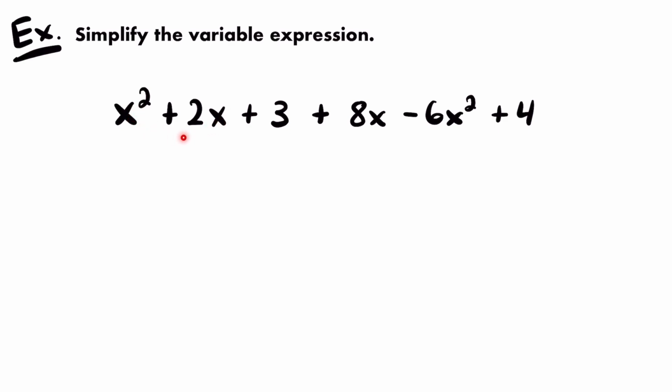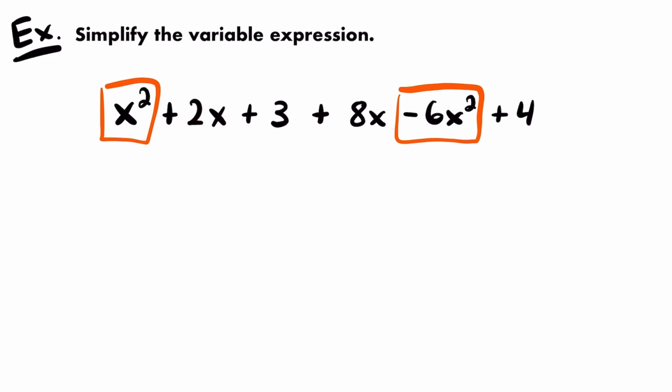All right, so looking through all these terms, oh, there's one. This is the only other term that involves x squared, so these two terms would be like terms. We will be able to combine those. All right, so we have x squared and negative 6x squared that are like terms. Now let's see if we have any more. Let's move on to this term.